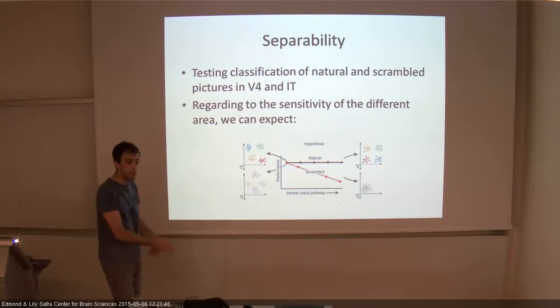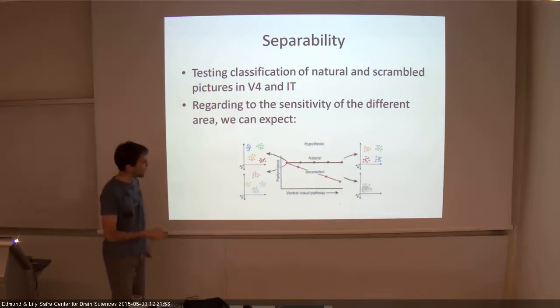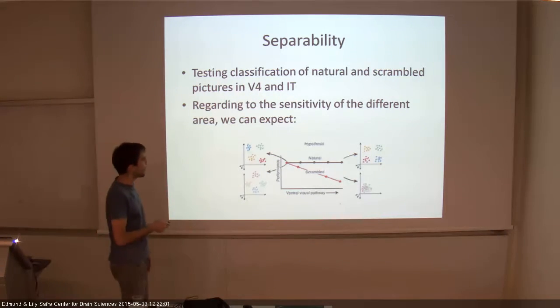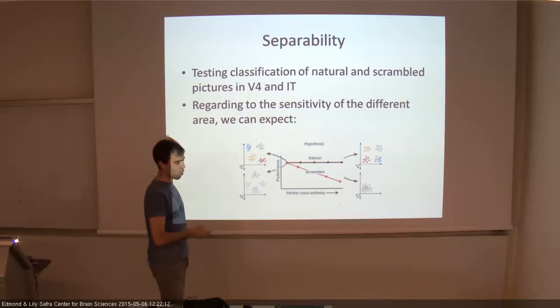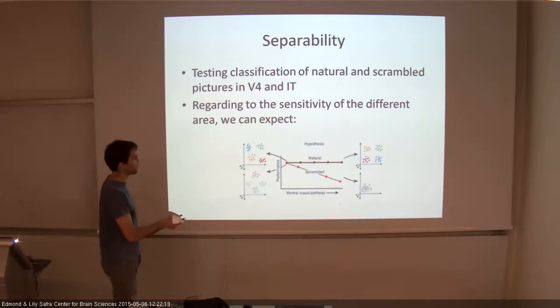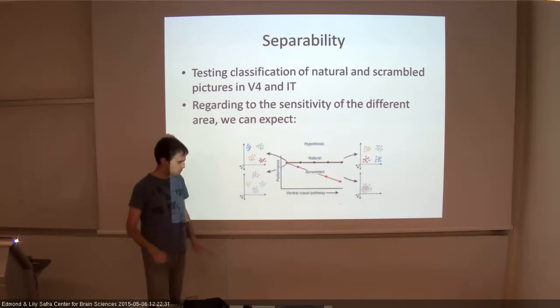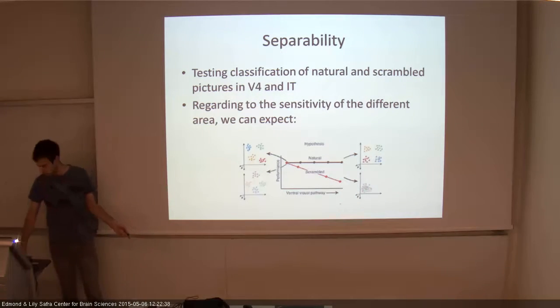They thought that in low-level areas, the performance in natural and scrambled pictures will be the same. Since natural and scrambled pictures both have the same or very similar low-level features, we'll see very similar performance in classification, both in the natural and the scrambled. However, in high-level areas, we have a huge difference between the high-level elements in the natural photos and those that are lacking in the scrambled photos. This is why they expect that high-level areas will have a deficit in classification of scrambled pictures. And this is exactly what happened.